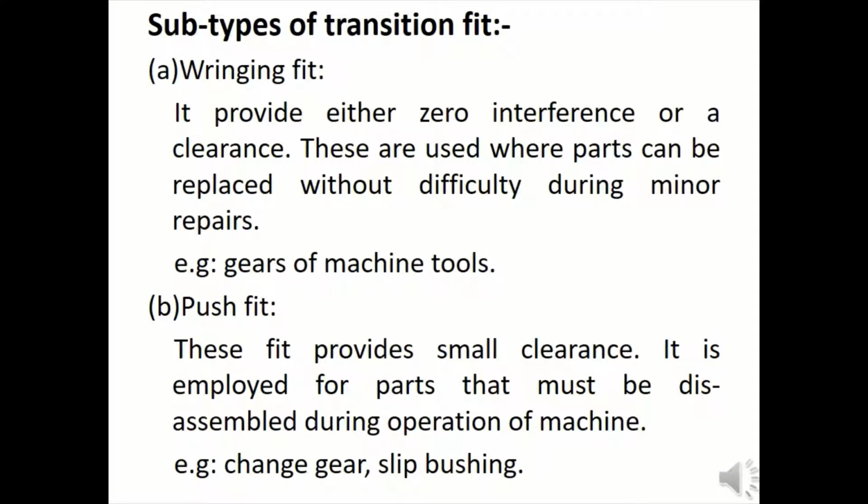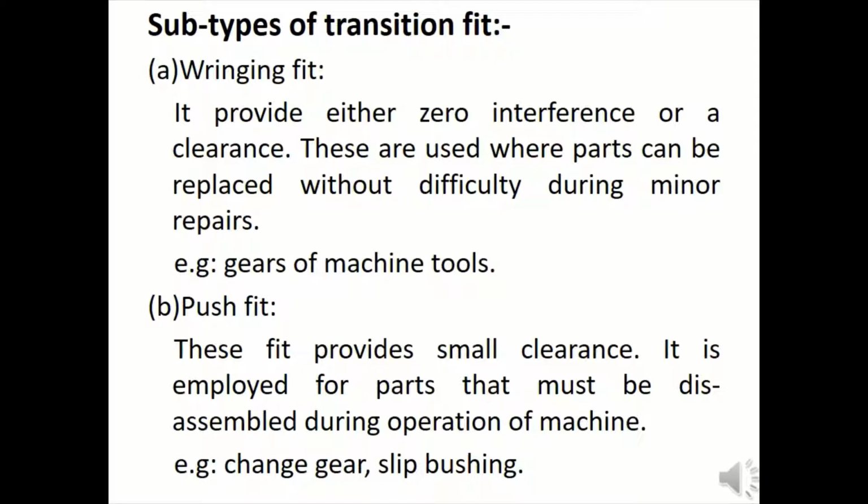Now we will see the subtypes of the transition fits. There are two subtypes of the transition fit. First is the wringing fit and second is the push fit. First we will see what is wringing fit. It provides zero interference or clearance. Means after mating two parts there is no interference or clearance left between two mating parts, and this type of fit is used where the parts can be easily replaceable during minor repairs, for example the gear of the machine tools.